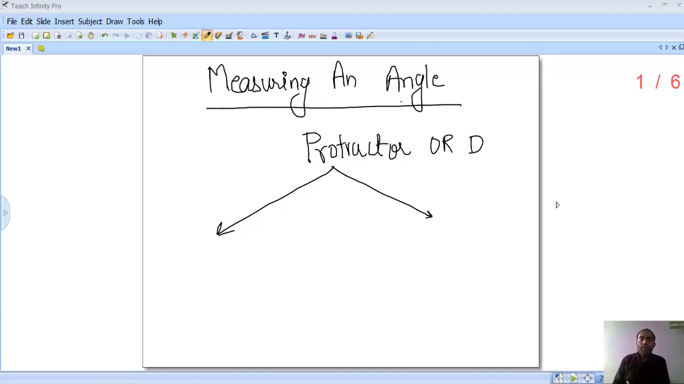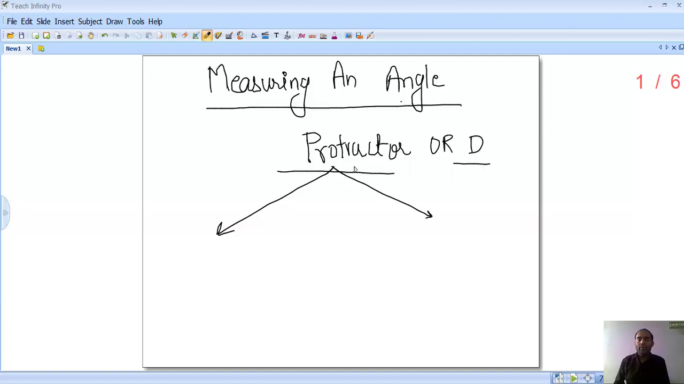Hello students, this is the third class on the topic of angle, and in this class we are going to learn about measuring an angle. How can we measure an angle? We will learn how to measure an angle with the help of a protractor, or D.